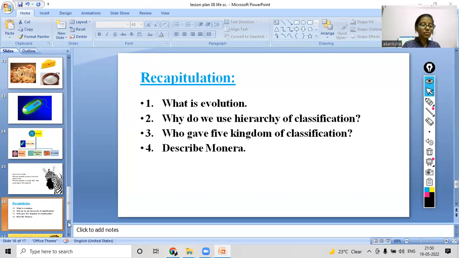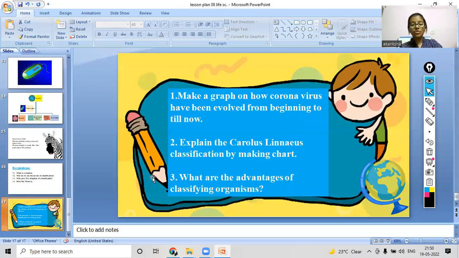Now coming to your homework. These are some questions. First, you have to make a graph on how coronavirus has evolved from the beginning till now. Then you have to explain the Carolus Linnaeus classification by making a small chart in your notebooks. And you also have to answer what the advantages of classifying organisms are. So these are three tasks. The first two are activities and the last one is a question. You have to solve it.